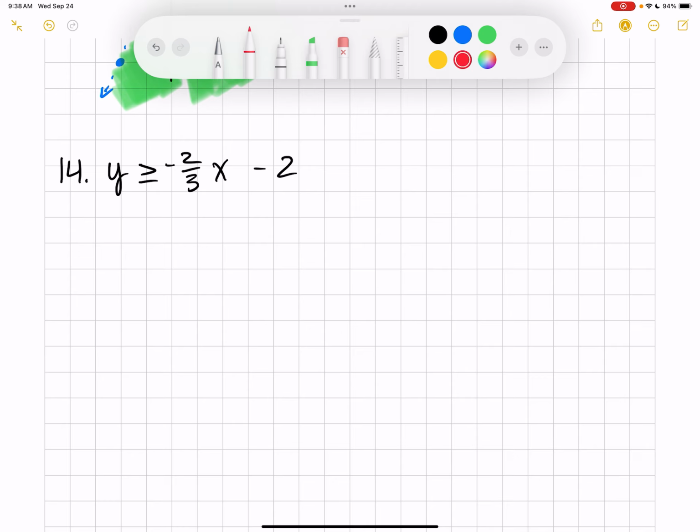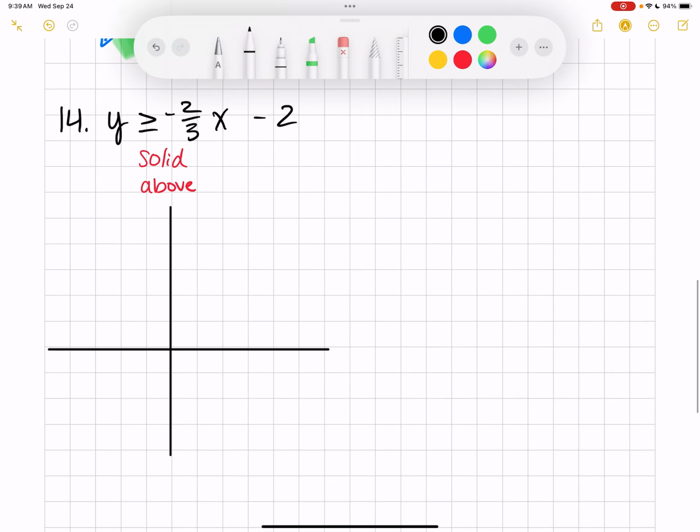So what's going to be true about this graph? Yeah, it's going to be a solid line, and it's going to be above the y. Solid and above. I usually like to note that because inevitably I graph solid and dotted wrong. Well, I'd graph everything solid just out of habit, and then I have to go back and fix it. So I like to go ahead and note early what's happening.